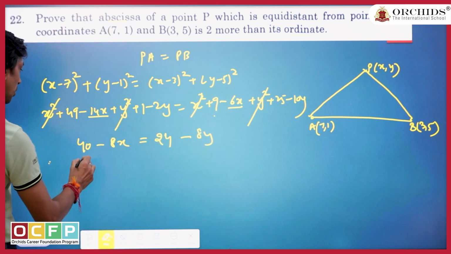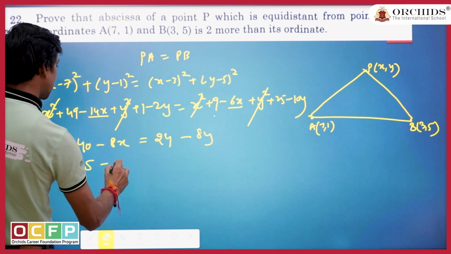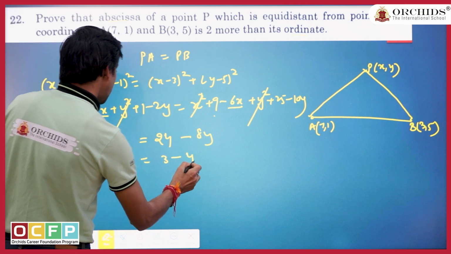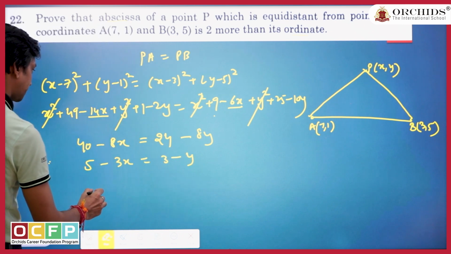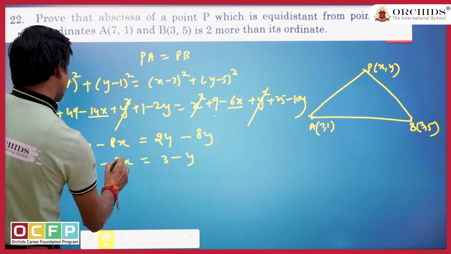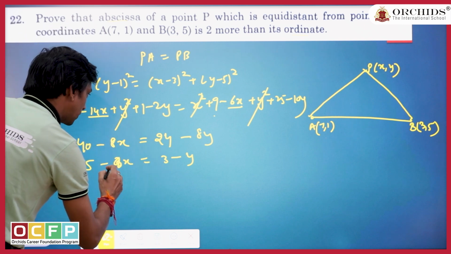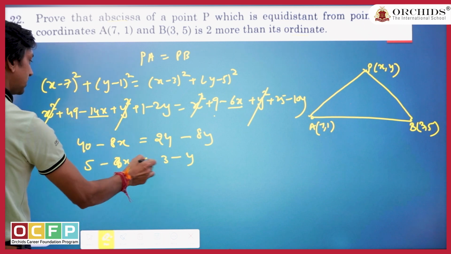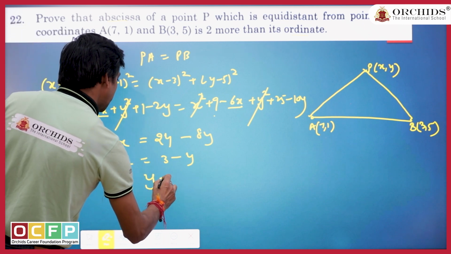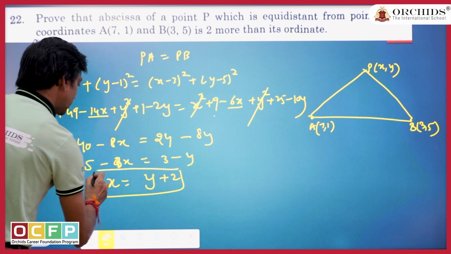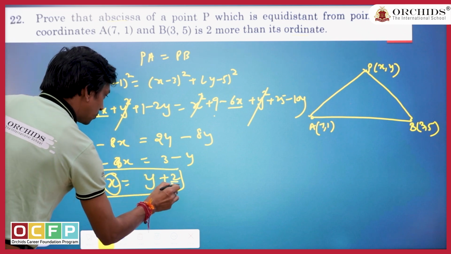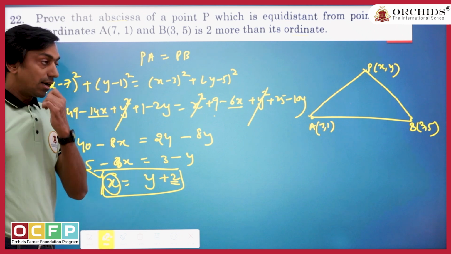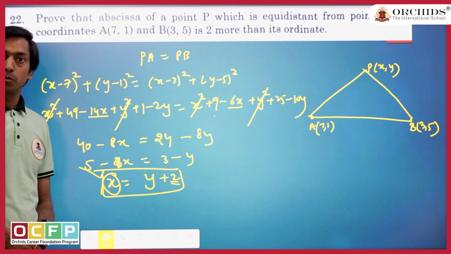I can see here 8 is common, so finally I'll get 5 minus x equals 3 minus y. And finally when we solve, what will I get from there? x is equal to, x will go to that side, y will come to this side, and 3 will also come to this side. So finally I'll get x equals y plus 2, and hence we have proved that the abscissa is 2 more than that of the ordinate. So if you calculate, you will reach this result. That is the second part of the 22nd question.